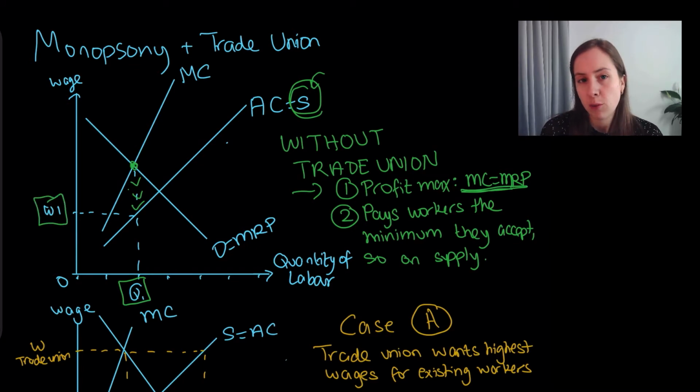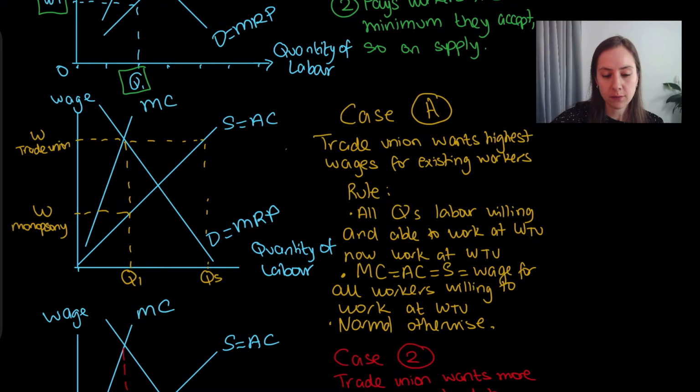And the people working in this monopsony could be quite upset because they are not being paid very well, and the working conditions are probably quite bad because Q1 employment is probably quite low. So they've got lots of workload. So let's take a look at case A.